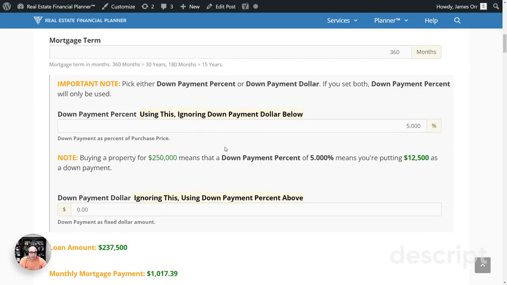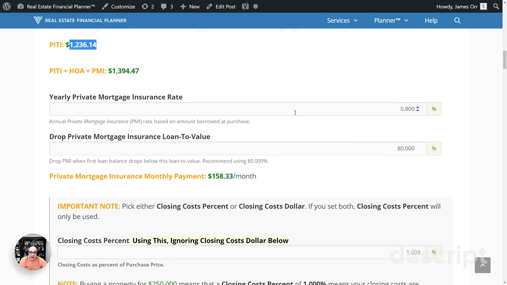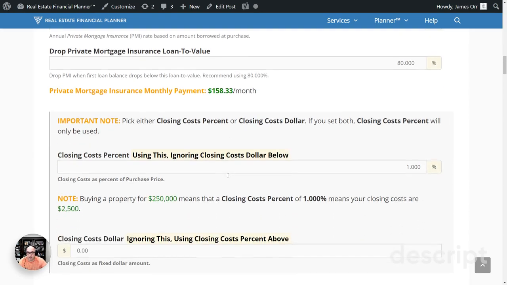In this case, because she put 5% down, she's going to have private mortgage insurance, and that is actually worked out to be 0.8%, not 1%, but 0.8% of the balance of the loan when she first takes it out per year on that property until the balance of the loan and the property value makes it such that the loan is less than 80% loan to value. And then at that point, the private mortgage insurance will go away. So in this case, the private mortgage insurance is $158.33 per month.